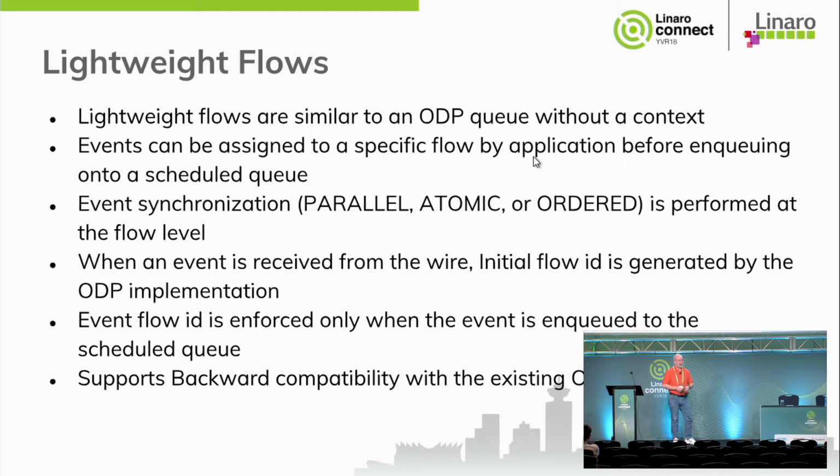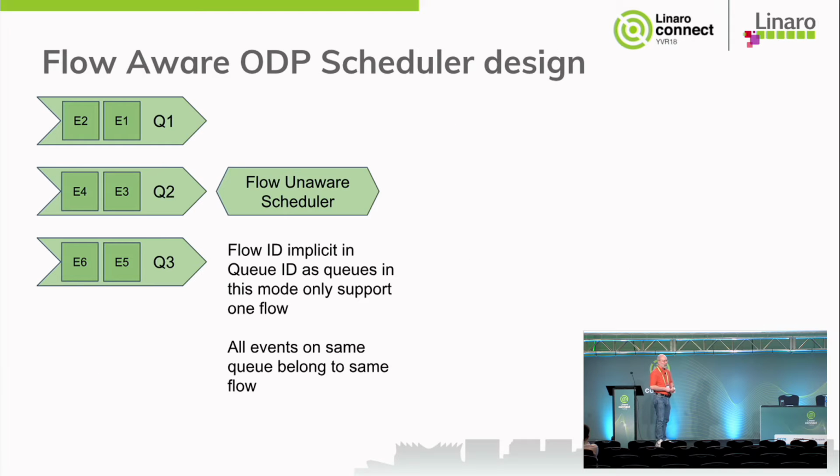The event flow ID is enforced only when the event is enqueued to a scheduled queue. We also are supporting backward compatibility with the existing ODP scheduler. So if you don't care about flow IDs, you don't have to take any special action. You only have to do new things if you want to access these new features. So let's see how this works in practice.